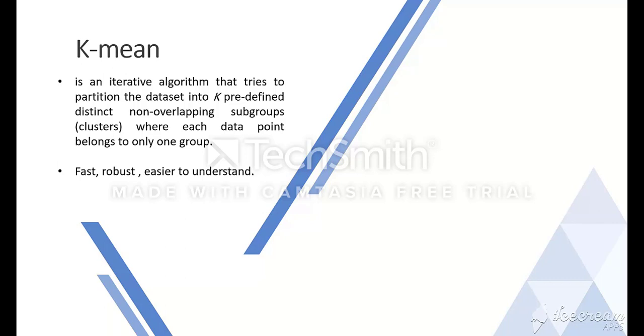K-means is one of the most commonly used clustering algorithms. It is an iterative algorithm that tries to partition the dataset into K predefined, distinct, non-overlapping subgroups where each data point belongs to only one group. This method is fast, easier to understand, and gives the best result when datasets are distinct.